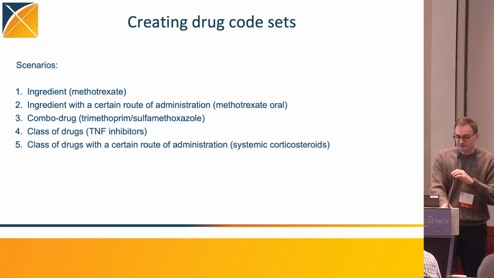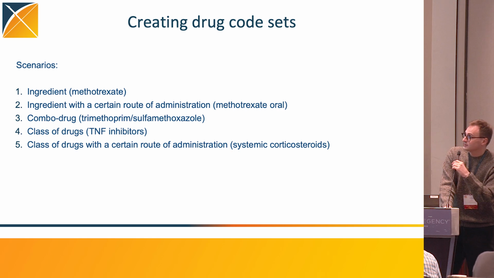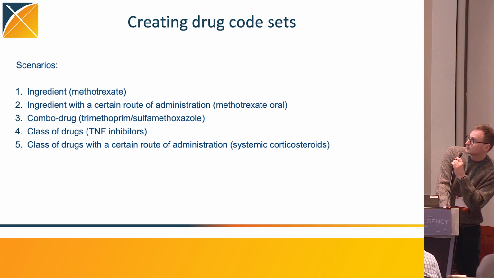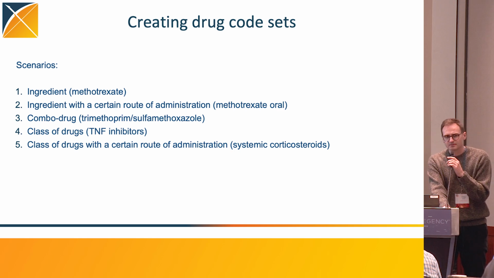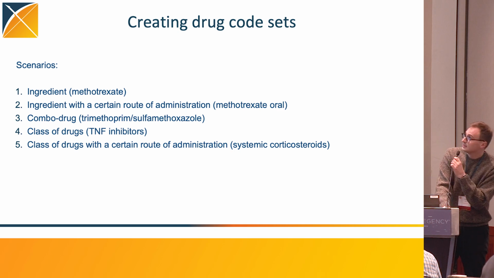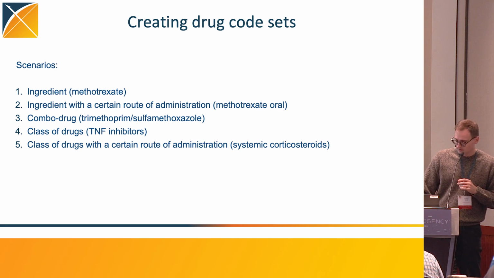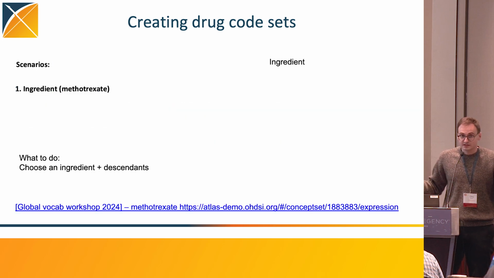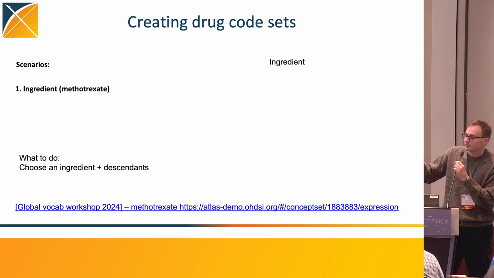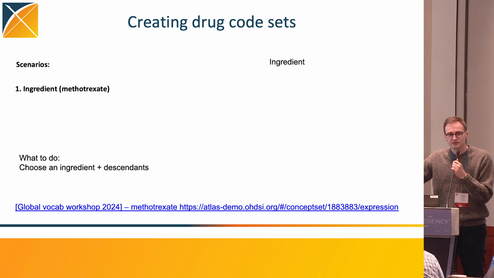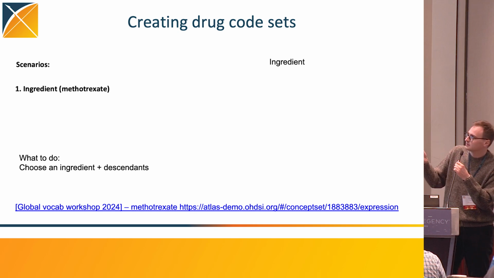Now going to our scenarios. We'll walk you through 5 scenarios, starting from the very basic use case with an ingredient, which actually covers, I don't know, 90% of the use cases, up to the very specific use case, a class of drugs with a certain route of administration, and everything in between. So, the basic use case. You need all the patients treated with methotrexate. In our words, it means that you need all the codes for methotrexate drugs. What you need to do is choose an ingredient, just the ingredient, and all the descendants of it.